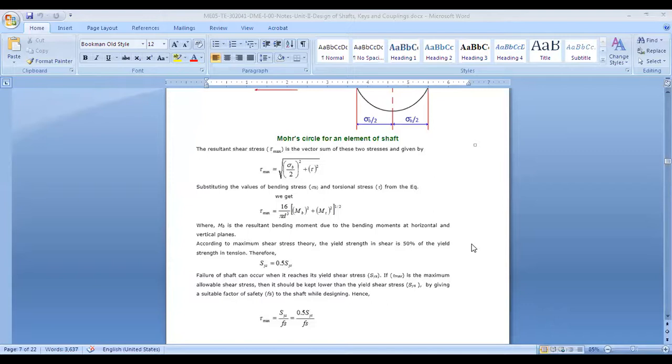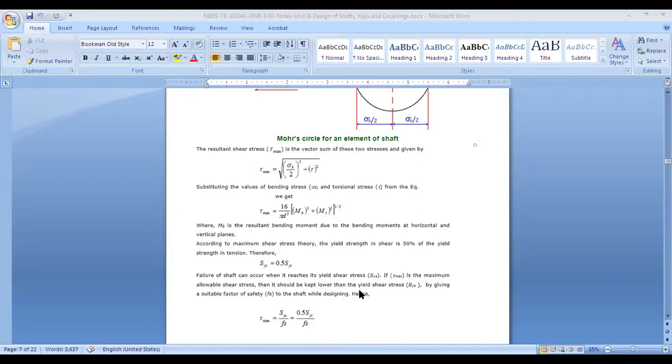So now we know tau max, the allowable shear stress in the shaft. Then we have to find the diameter of the shaft. Design means we have to find the diameter of the shaft. In the equation tau max is equal to 16 upon pi d cube into root of Mb square plus Mt square, we have to find d, and we need to know Mb and Mt.